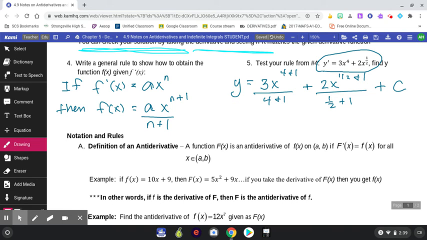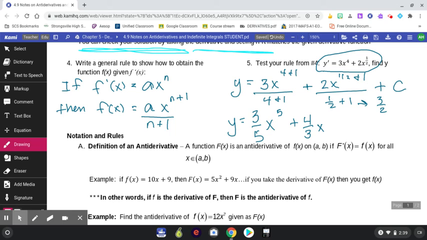And so if I were to simplify this, I would get 3/5 x to the 5th plus, all right, half plus 1 is 3/2, and so I'm doing 2 divided by 3/2. When I do that, I get 4/3.